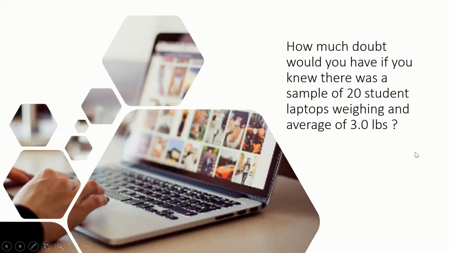But what about a sample of 20 student laptops and they weighed an average of 3 pounds? How much doubt would you have? You'd probably have a little more doubt because 3 is significantly different than 3.5. So the idea is, how do you decide where that doubt is? When do you say, well, that's enough evidence? That's what hypothesis testing does. It takes a sample and then decides, okay, that's enough evidence. I'm going to believe that the hypothesis is wrong.